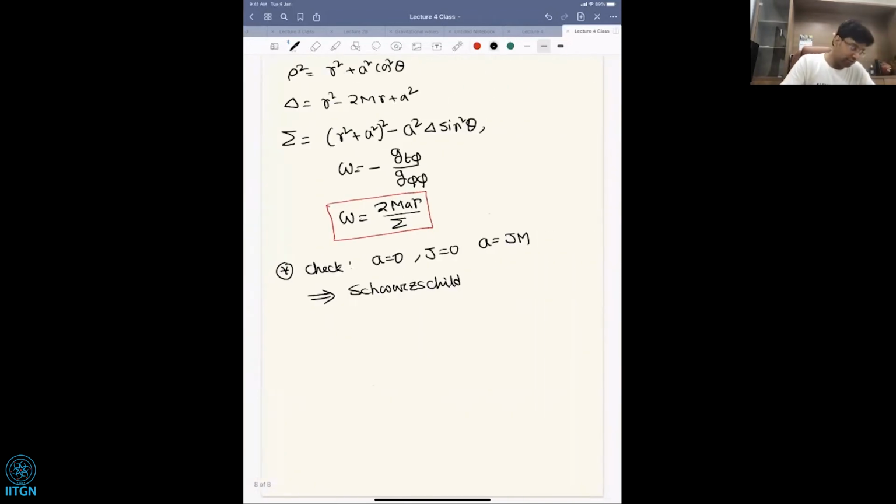Next, note that there is a cross term, dt dφ. That means the metric is not diagonal. Now this sometimes causes extreme confusion. Look, I have a symmetric metric, g_μν is a symmetric matrix. I should always be able to diagonalize it. So why is this happening? Why is there a non-diagonal term?